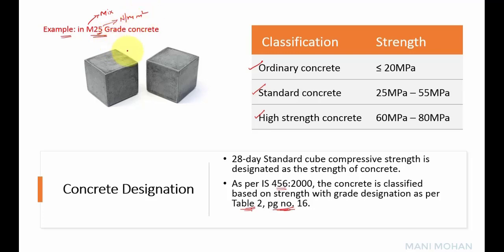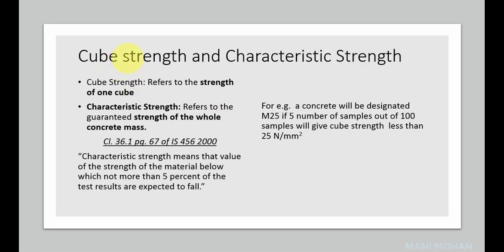Now, a concrete is called ordinary if the strength is less than or equal to 20 Newton per millimeter square. For standard concrete, the strength is going to lie between 25 Newton per mm square to 55 Newton per mm square. Whereas for high strength concrete, it will be in the range of 60 Newton per mm square to 80 Newton per mm square. Cube strength and characteristic strength.